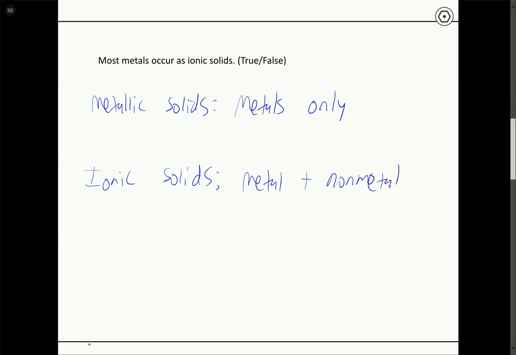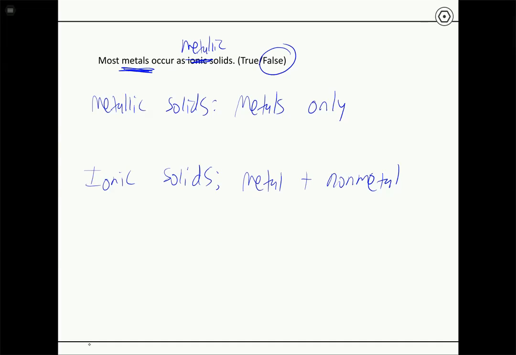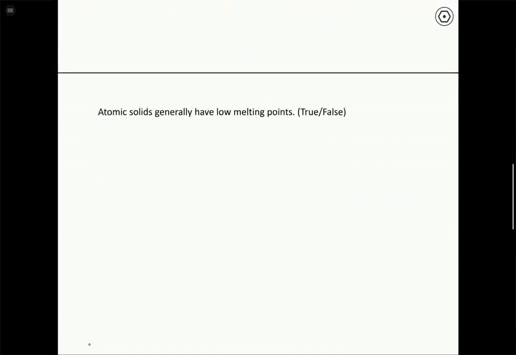So in this question we're asking most metals occur as ionic solid. We're just talking about metals by themselves, so those are going to all be as metallic solids pretty much. So most metals occur as metallic solids. This statement is going to be false because they don't occur as ionic solids. Really the only exception, the only metal that's not a metallic solid is mercury, which is a liquid at room temperature. But any other metal on the periodic table, if it's just a metal by itself, is going to occur as a metallic solid.